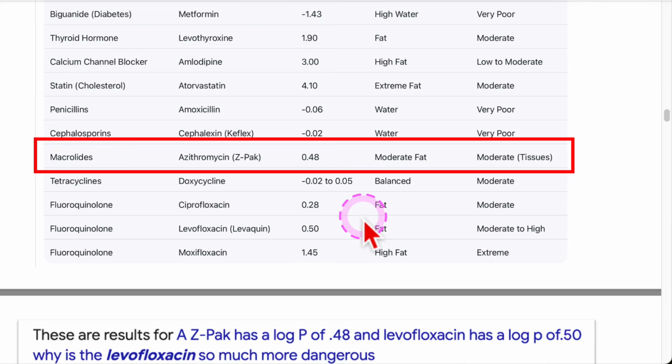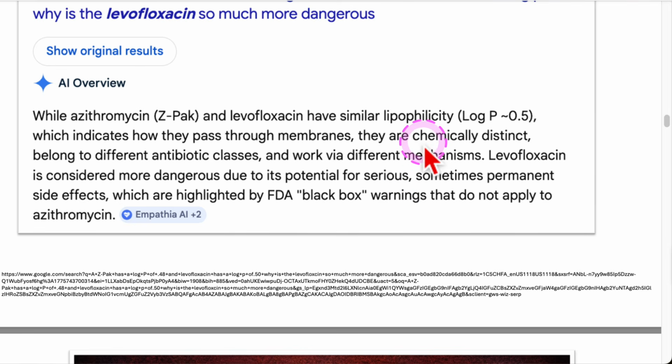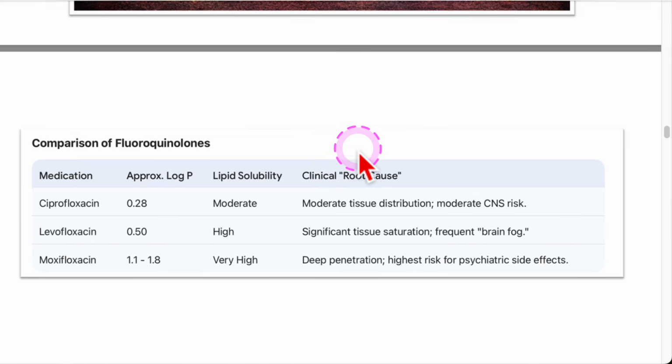Now the Z-Pak, why don't people have problems on the Z-Pak like they have with fluoroquinolone toxicity? It comes down specifically to this. They are chemically distinct. What makes this chemically distinct is you have it right here, fluoride. So fluoride is what's making this class of medications so dangerous. You can have the two log P numbers of 0.5 and 0.5, but the fluoroquinolones are going to be way worse because it has a fluoride, and the fluoride can penetrate deep into the brain tissue and cause neuroinflammation. Not only the brain tissue, but you also have your nerves in your hands and your feet. That's also neurological tissue as well.